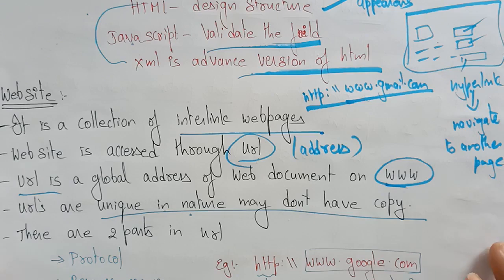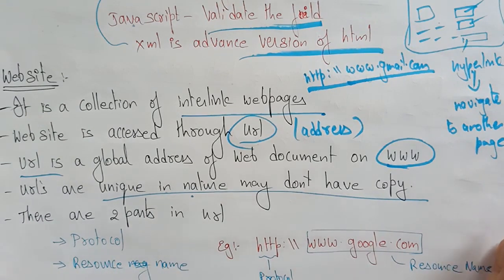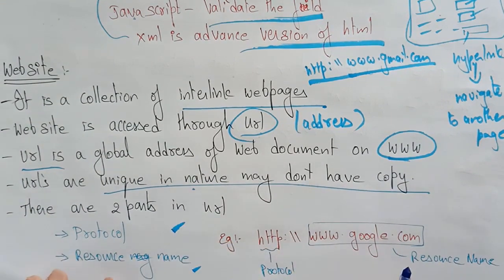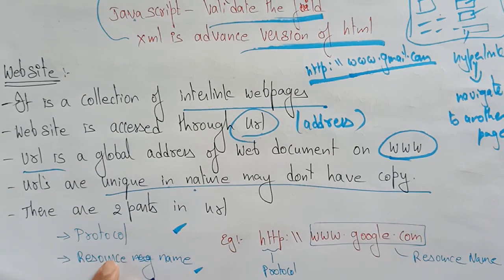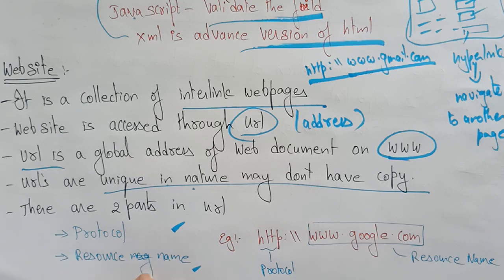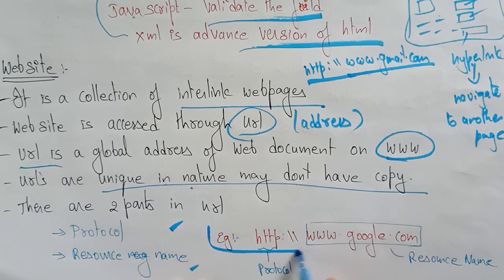Actually, the URL is of two types. One is the protocol and another is the resource name. The complete URL is divided into two parts, protocol and resource name. So, example, see here.